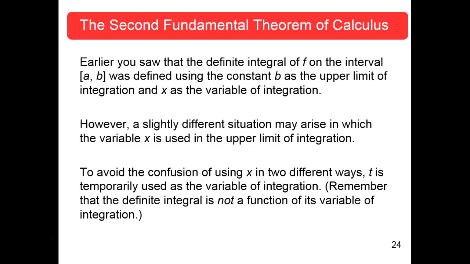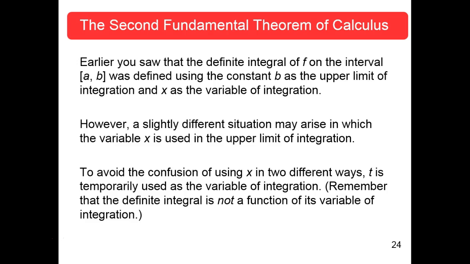Earlier, you saw that the definite integral of f on an interval a to b was defined using a constant b as the upper limit of integration and x is the variable of integration. Now we're going to do something rather bizarre, but it's legal. A slightly different situation may arise when the variable x is used as the upper limit rather than b. But now you can't use x as the variable of integration. But remember, that was a dummy variable anyway. So you can use anything you want there.